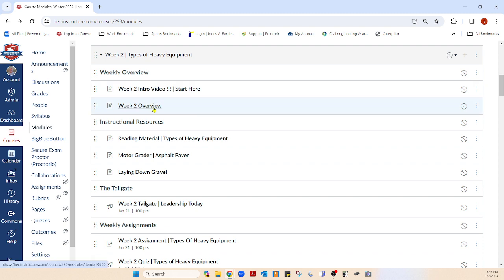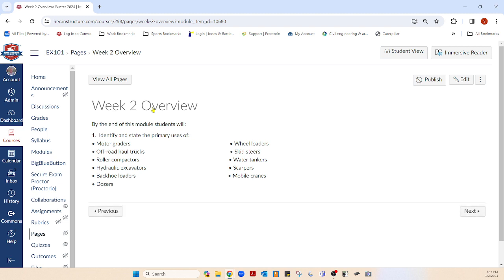So the overview for week 2 is, let's take a look while we're here. Identify and state the primary uses of all of these pieces of equipment. What do we use this for? What are dozers primarily used for? Trenching? No. What about excavators? Trenching? Yes, right. How do you compact material? With a roller, with a compactor.